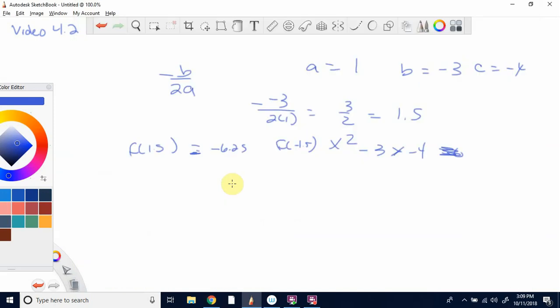Then we need to find our vertex. So again, we're going to use the formula negative b over 2a. And when we put that in, we get negative 6 over 2 times 1, which equals positive 3. And when we do f of 3, we're going to get 0. So our vertex is 3, 0.